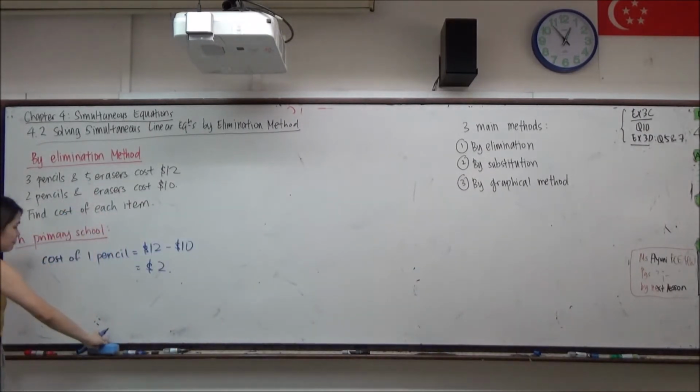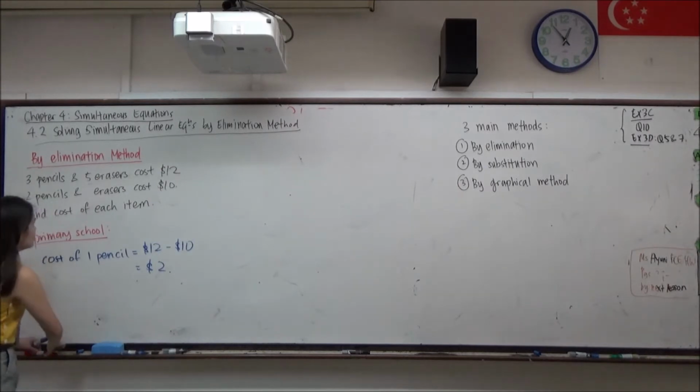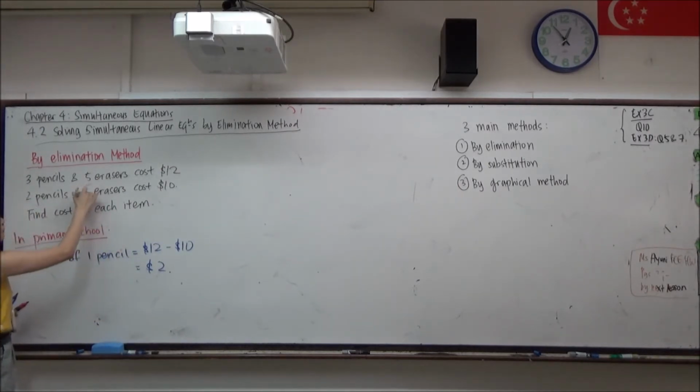Very good. Because there are 5 erasers in both situations, I will be able to find the cost of 1 pencil. Even if down here I say 1 pencil instead, it will allow us to focus on the pencil only. So this method over here, let me go back.